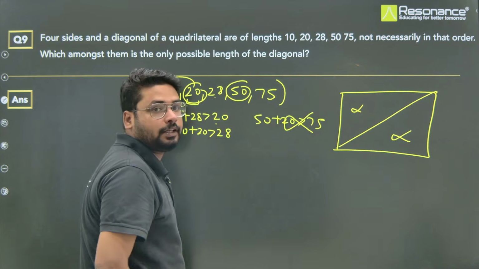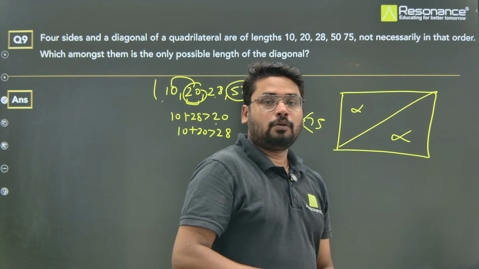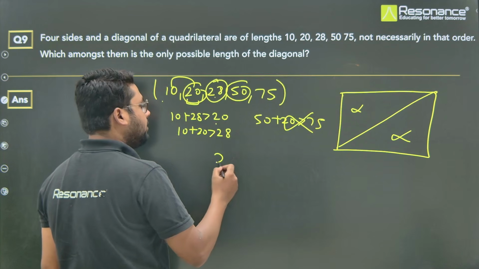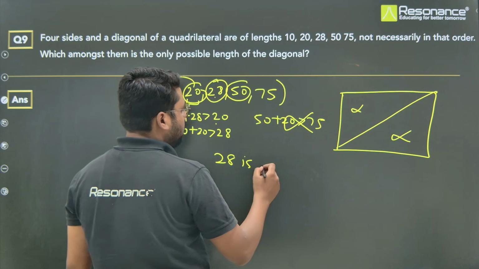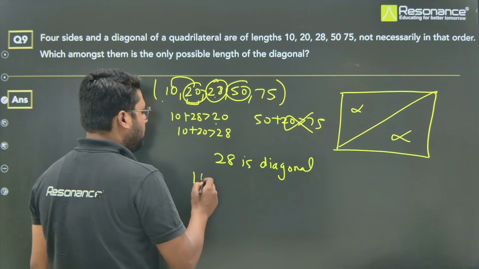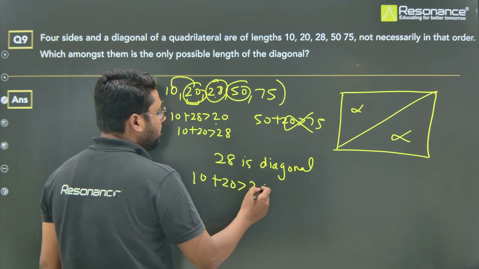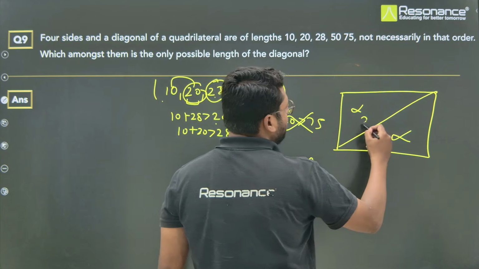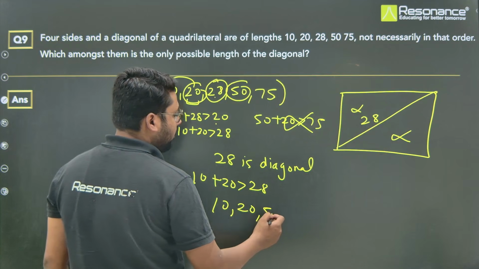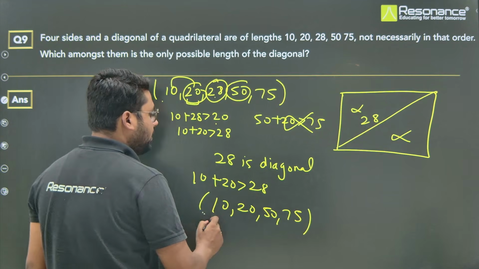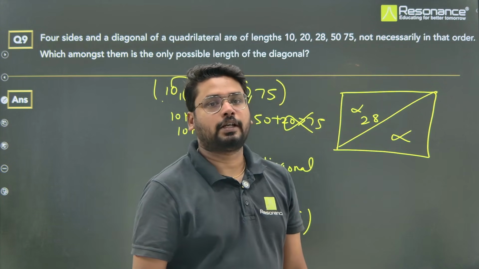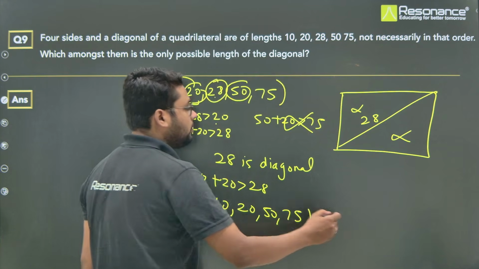This is not satisfying. By arranging all the pairs, we see that 28 is the one which satisfies our condition. 28 is the diagonal length. Because 10 plus 20 is greater than 28, and if you pick the diagonal as 28, the sides will be 10, 20, 20, 50 and 75. So these four sides satisfy our condition, where the sum of three sides is always greater than the fourth side. So the length of the diagonal is 28.